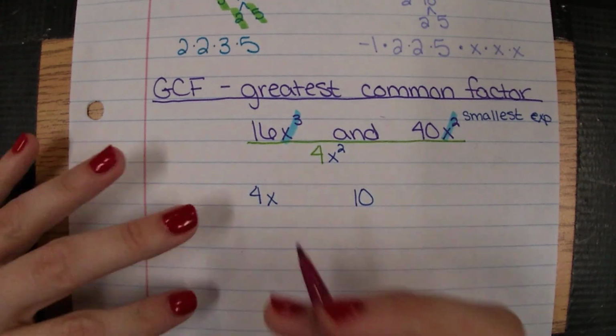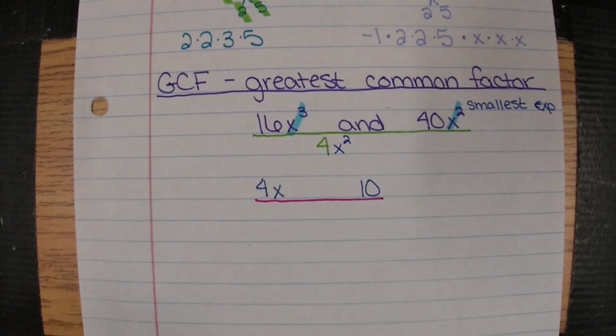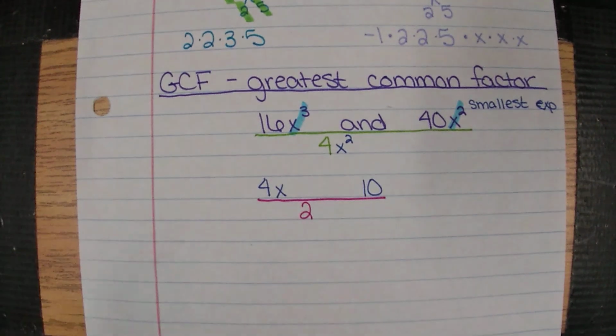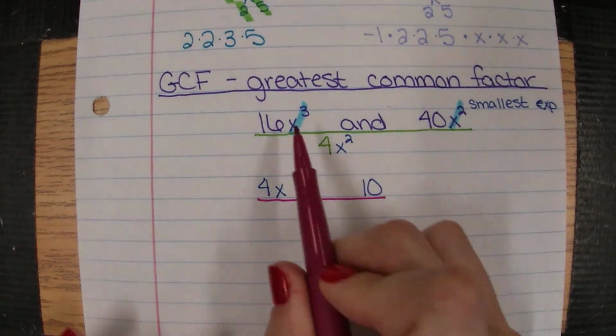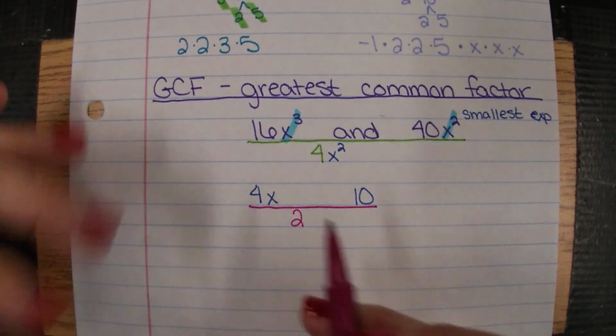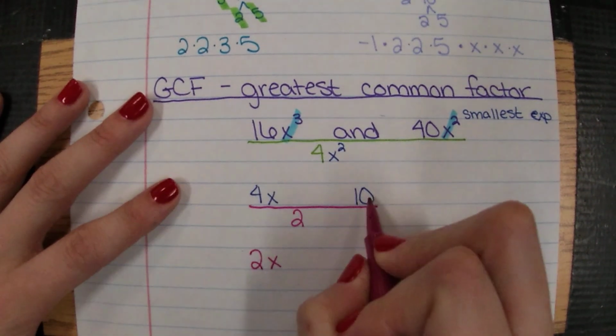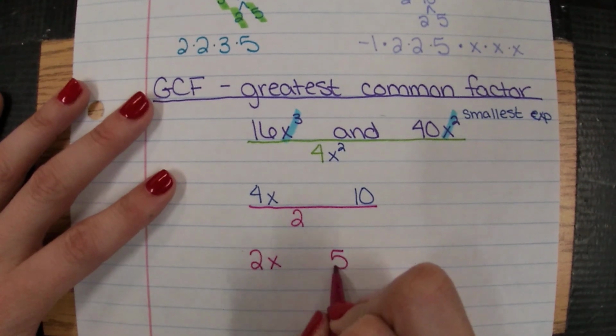So now we're going to say, what can we think of that will go into 4 and 10? Well, they're both divisible by 2. Now, as long as you took the smallest exponent up here, you should only have to worry about the variable one time. So you shouldn't have to worry about the variable again. So 4 divided by 2 is 2. 10 divided by 2 is 5.